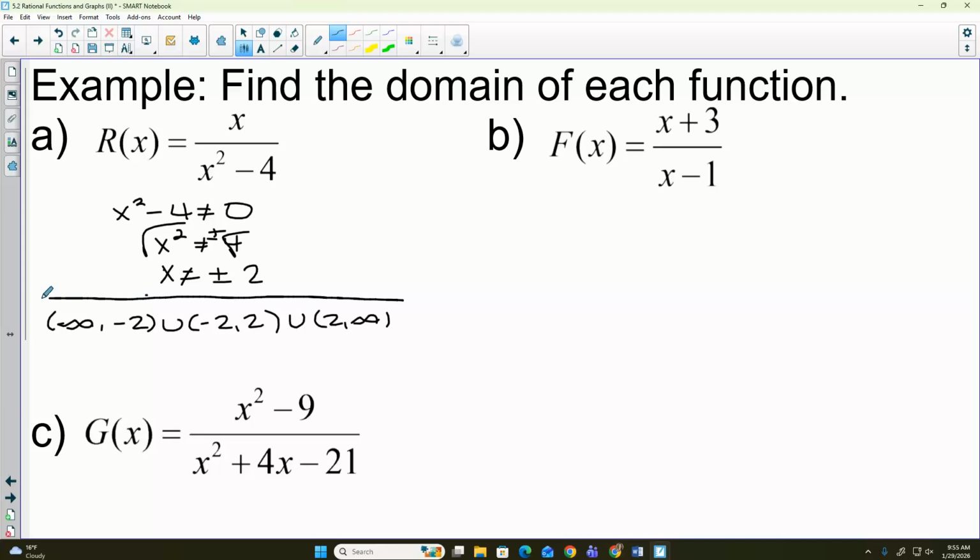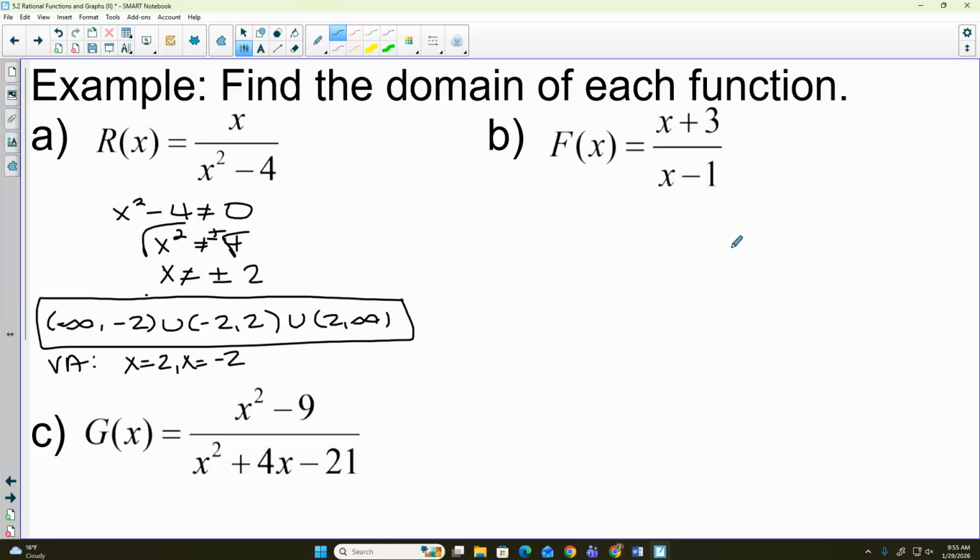Does anyone have any predictions what the vertical asymptotes are on this function? What do you think they would be? There's 2 of them. x equals 2 and x equals negative 2. Those numbers that x can't equal in your domain, those are your vertical asymptotes. So vertical asymptotes are really just the domain piece we were doing yesterday.